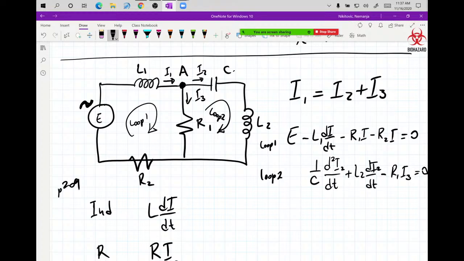Now I have to go back to the first loop because I messed up. So E minus L1 I1, and that's good. And now I3, through R2 you still have I1 because I1 has to go through the entire branch. I3 is only on this branch. So that's R1 I3 and then R2 I1. Okay, good.